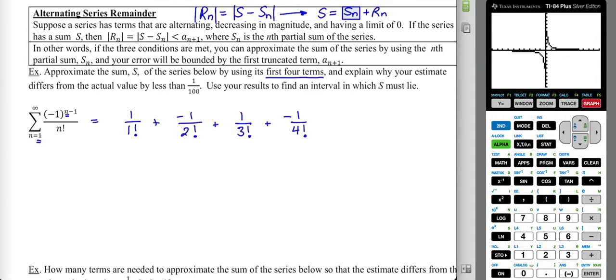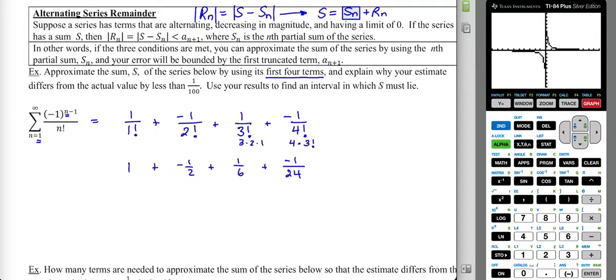So they said only the first 4 terms. So 1 plus -1/2 plus 3 times 2 times 1 is what 3 factorial represents. So we're looking at 1 over 6 plus -1 over, 3 times 2 times 1 is what 3 factorial is. Multiply that by 4, because really 4 factorial is 4 times 3 factorial. So 4 times 6 is 24.